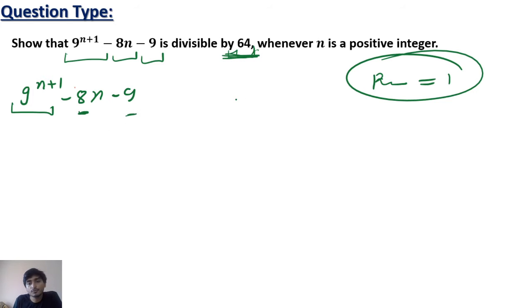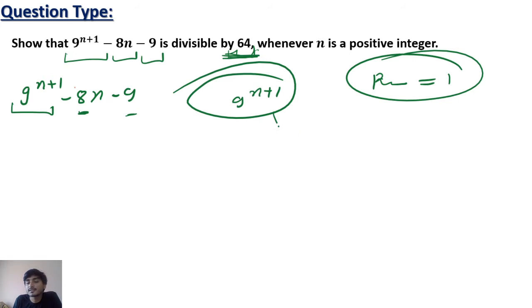So 9 to power n plus 1, right? Now we need to decode this into what? 8 to power n plus 1. So if I write 8 plus 1 to power n plus 1, so that this becomes 9 to power n plus 1, right? So same way I will expand this and we will try to see how we can go ahead.